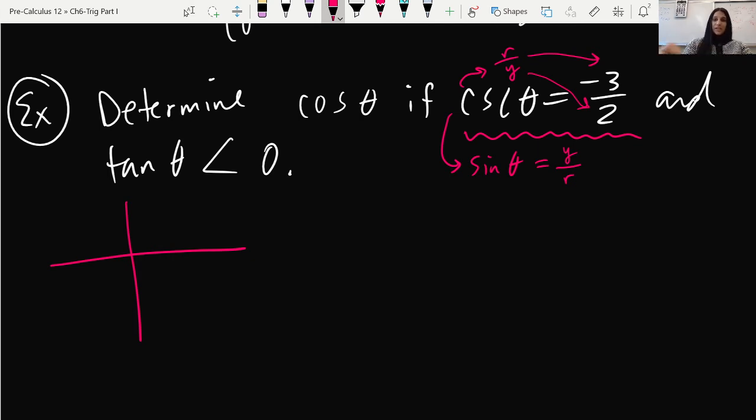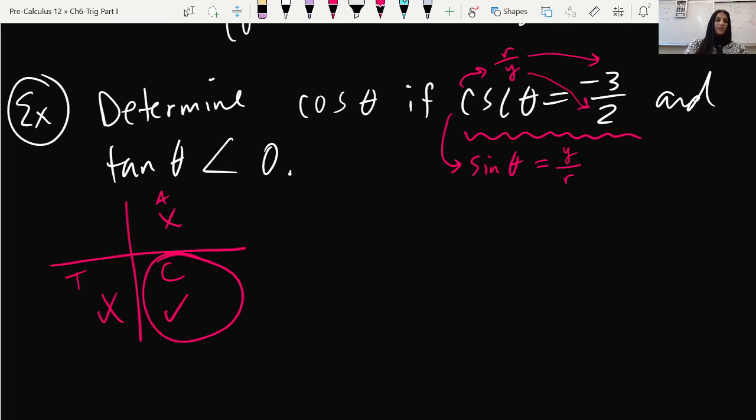Okay, so if that's the case, and they're negative, well, I know because of this, All Students Take Calculus, that it can't be in quadrant 1 because it's negative. And sine and cosecant are positive in quadrant 2, so it can't be in quadrant 2 either. I'm deciding between quadrant 3 and quadrant 4, but then it tells me tan theta is negative. So it also can't be in quadrant 3. That's how I narrow it down to quadrant 4.